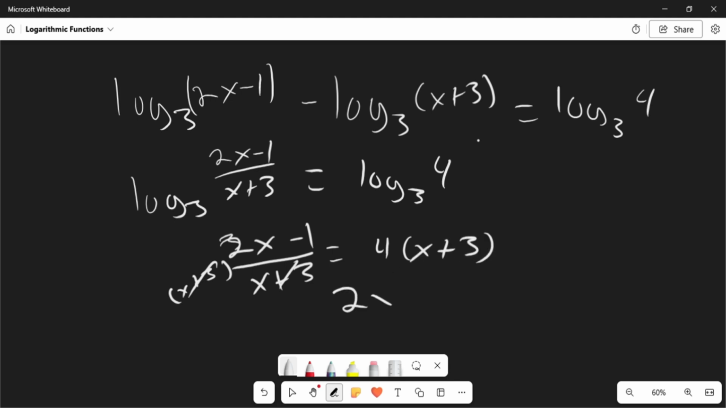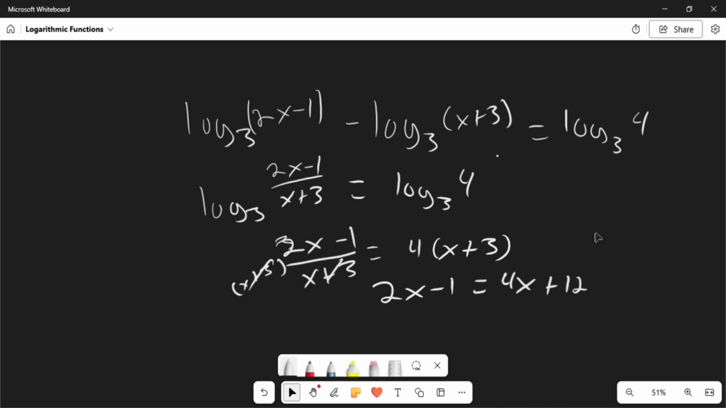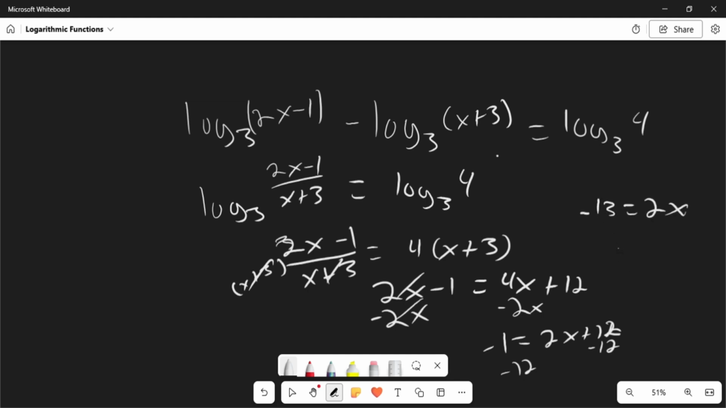Now you would have 2x minus 1 equals 4x plus 12. And then here you just solve for x. So you do minus 2x: negative 1 equals 2x plus 12. Minus 12, you get negative 13 equals 2x, and x would be equal to negative 13 over 2. Okay, so that's the solution we have.